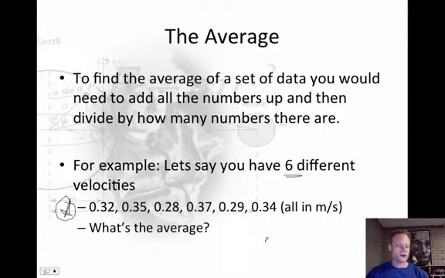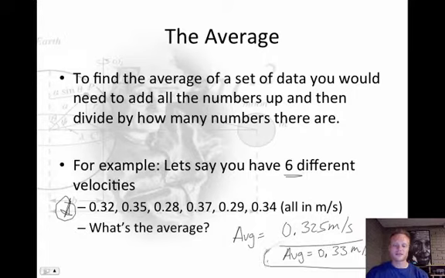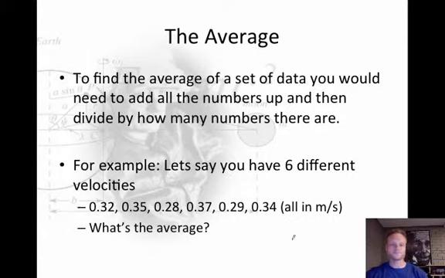And if you do that work in your calculator, you should get an average of 0.325 meters per second. Now, if you were to do this to the correct number of sig figs, there's only 2 sig figs in all of these numbers, and so the average really, I guess, would be 0.33 meters per second. Okay, so that's basically what the average is. We're going to need to be able to do that in some of the other topics that we're going to talk about in this lesson.